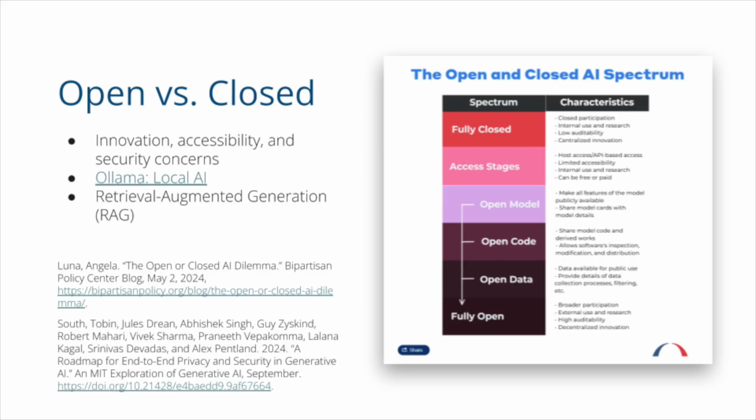AI, machine learning, and large language models are being utilized more and more within research practices. When applying these tools within research contexts, it is important to consider the ways AI systems can be open or closed. You might think of it as a spectrum, as this article and InfoViz by Angela Luna from 2024 demonstrates.